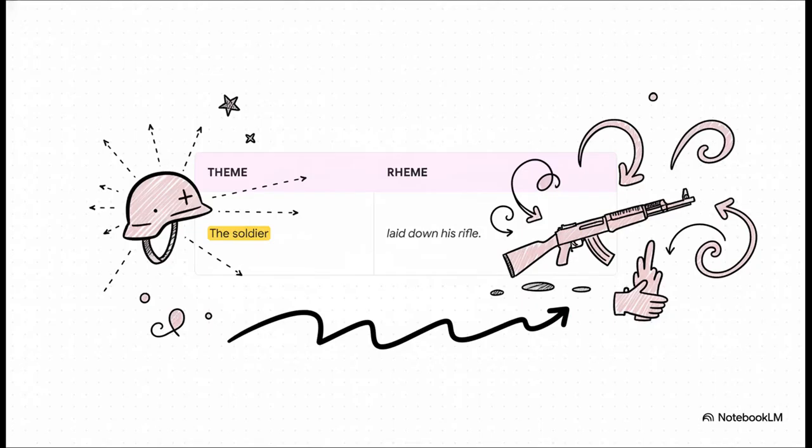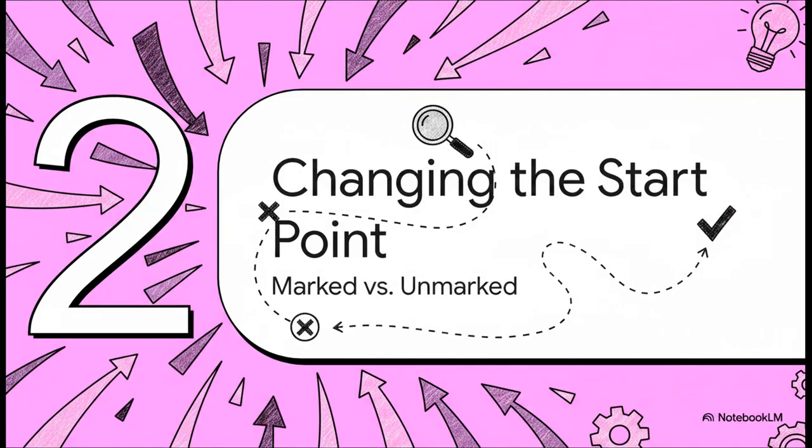So let's look at our first sentence again using this new lens. You can see it's a really clean split. The soldier, that's our theme, our starting point. Everything else that follows, laid down his rifle, is the rheme. That's the new info we learn about our soldier. Simple enough. Okay, let's really dive in, because this is where things get so powerful.